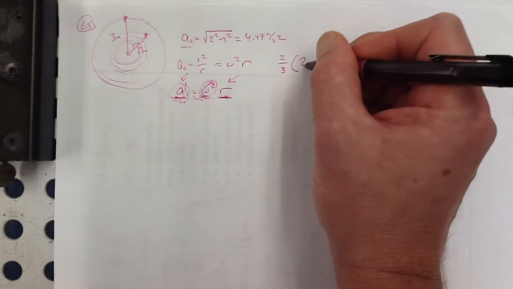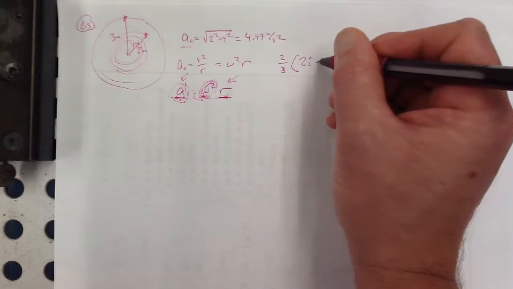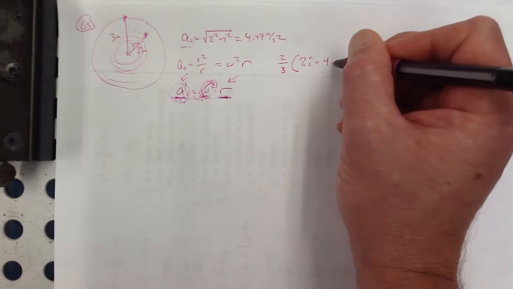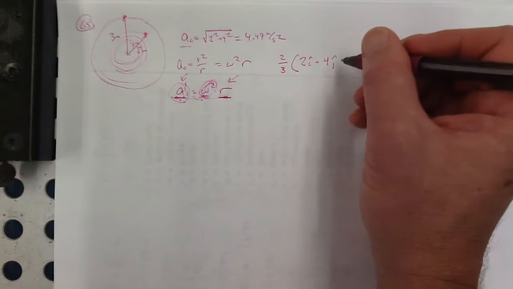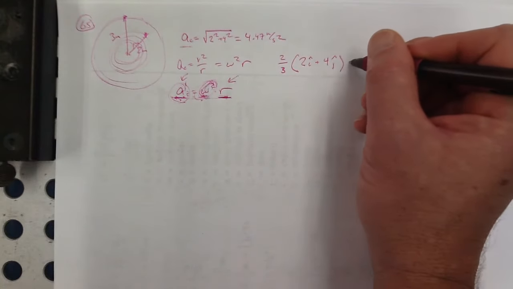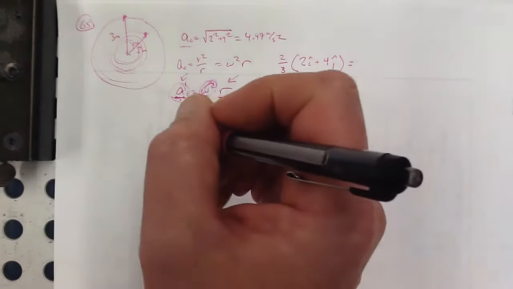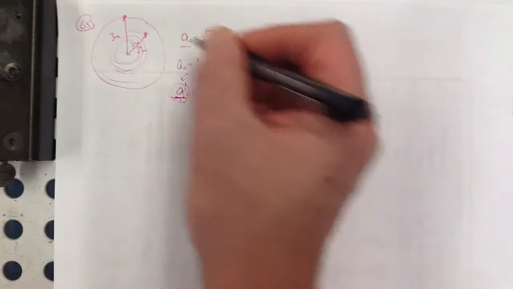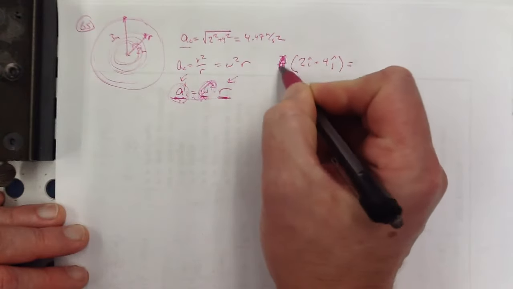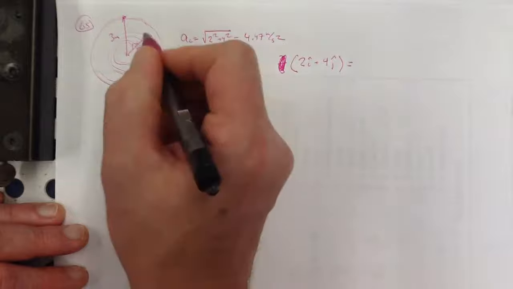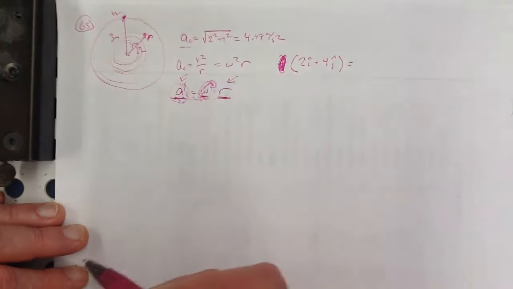If the centripetal acceleration of this one is 2i plus 4j, then, oh, sorry, I think I got them backwards. It doesn't change anything that I just said, but this is the purse, and this is the wallet. I think I had them the wrong way around.